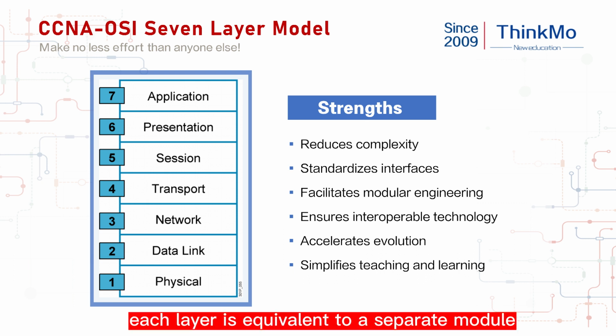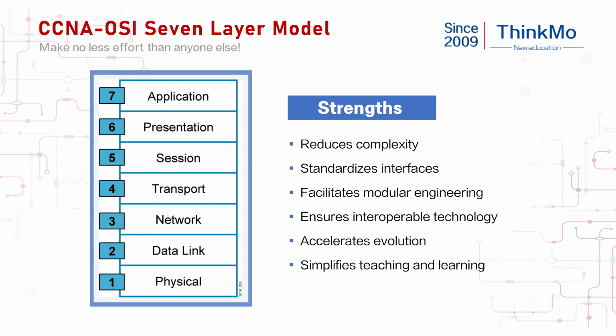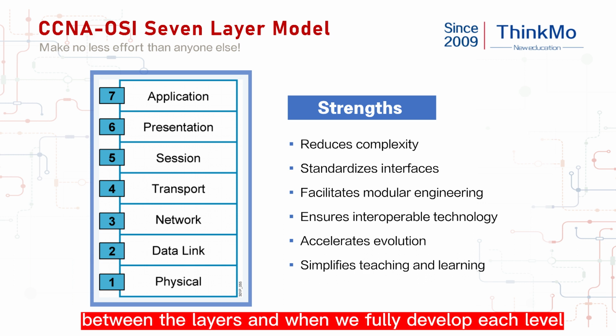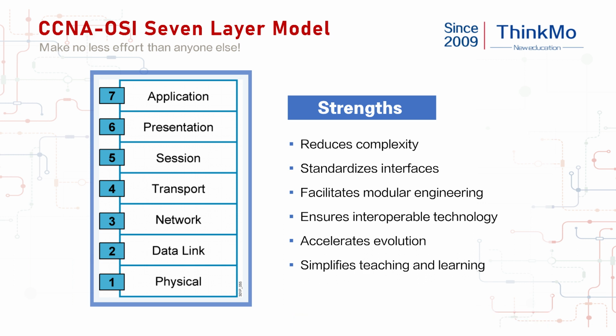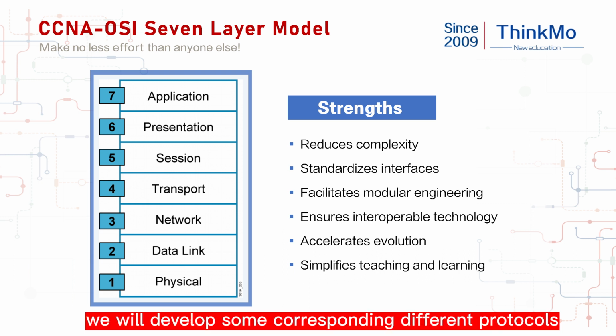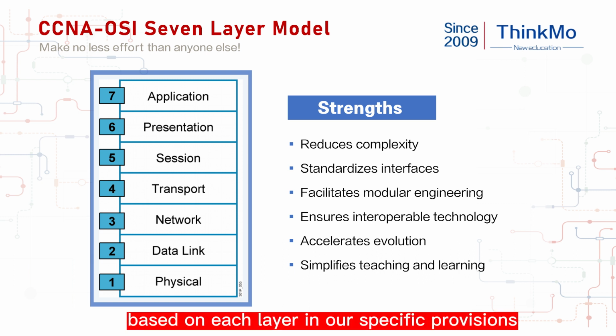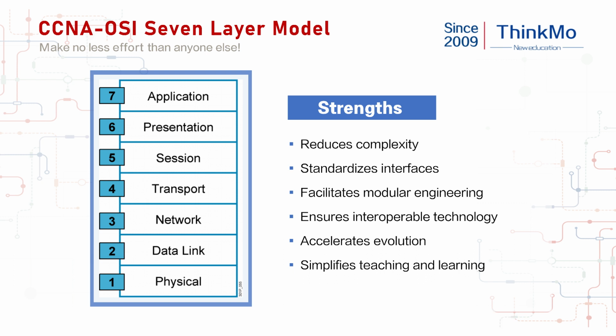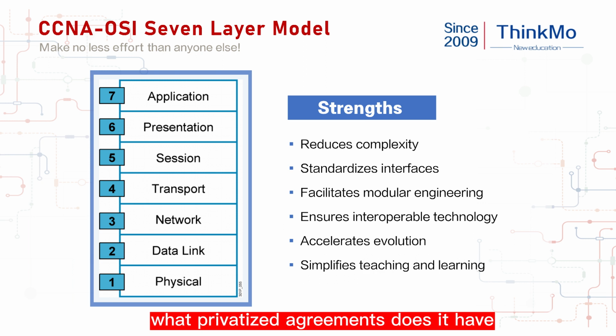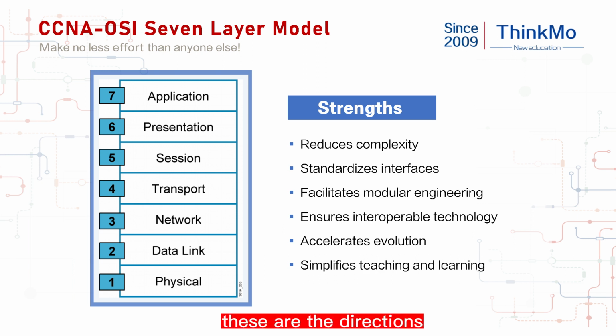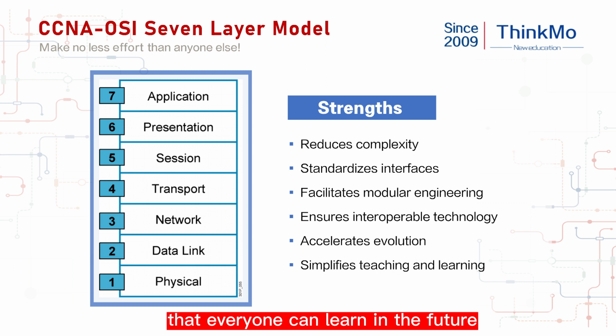Each layer is equivalent to a separate module. There is a collaborative relationship between the layers, and when we fully develop each level, based on each layer, we will develop some corresponding different protocols. In the future we will learn, based on each layer, the specific provisions or the various manufacturers' protocols. We are based on Cisco. What privatized protocols does it have? These are the directions that everyone can learn in the future.